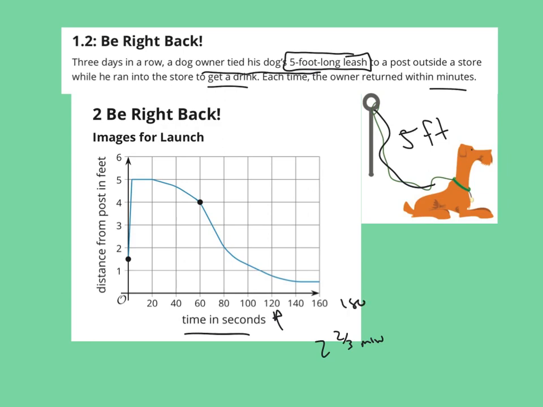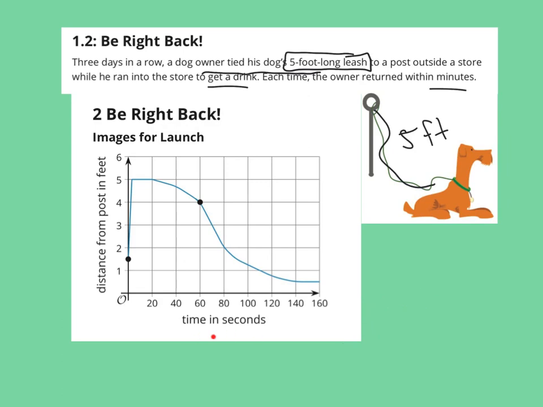So 180 seconds would be the official 3-minute mark. So it's less than 3 minutes. Okay, so he's not an unruly dog owner. And so let's take a look at sort of an example of what could have happened while the owner was in the store.